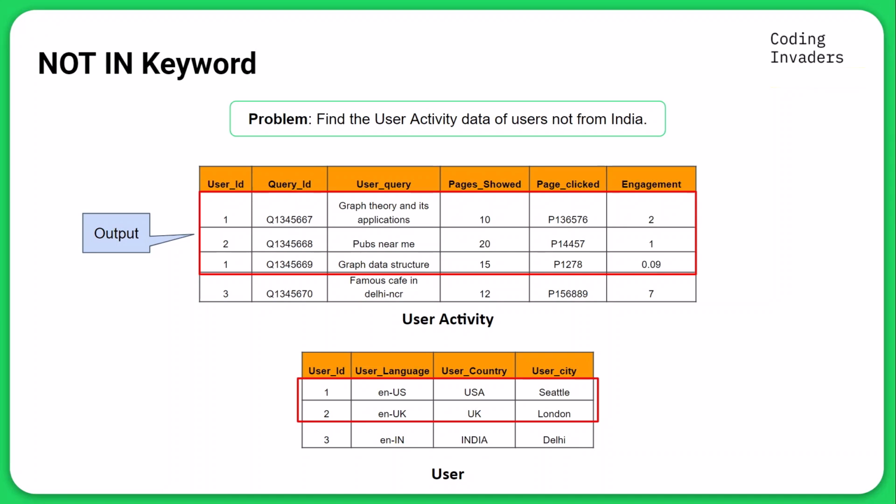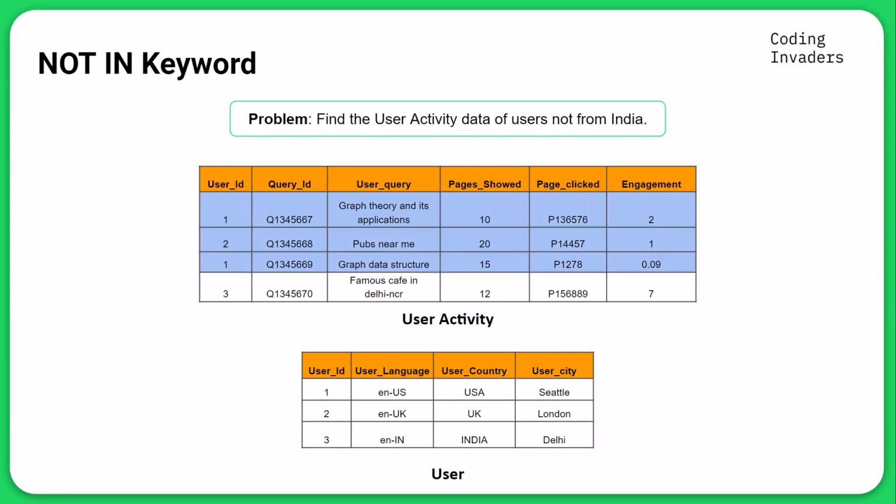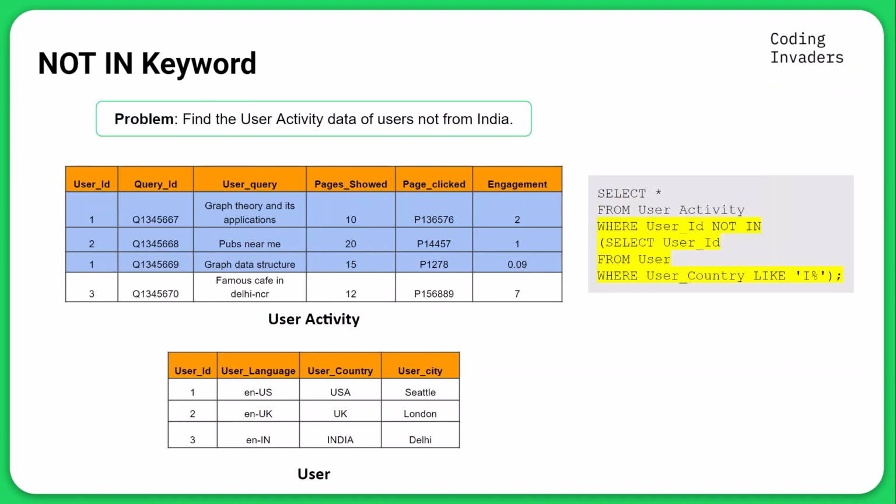That is, the first three rows are the ones for which we have user ID apart from user ID 3. So, I have highlighted the output rows in blue. Now, let's write the SQL code to accomplish the same. Similar to the in keyword, here also we would be using a subquery.